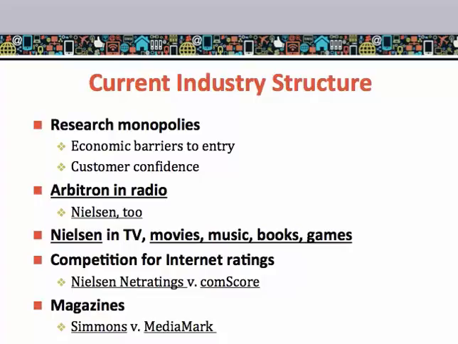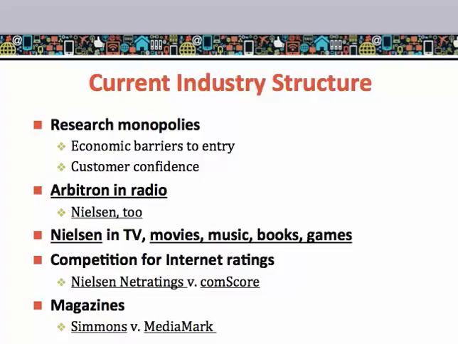And Nielsen is in TV. Nielsen is the single entity that provides rating reports. That also includes lists and charts for movies, music, books, and games. Arbitron is again single-handedly the only company that provides radio rating information.